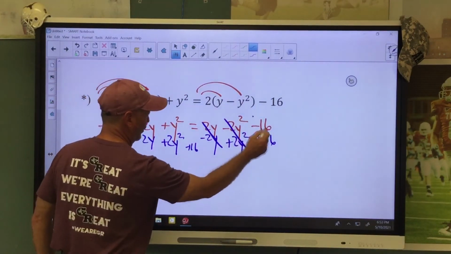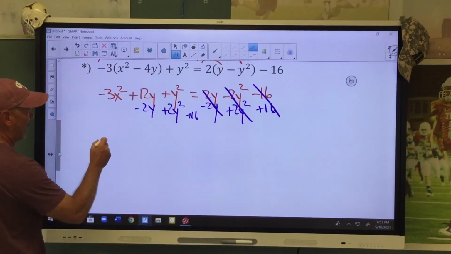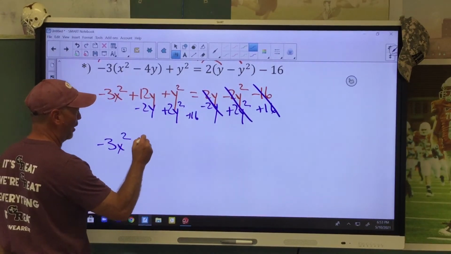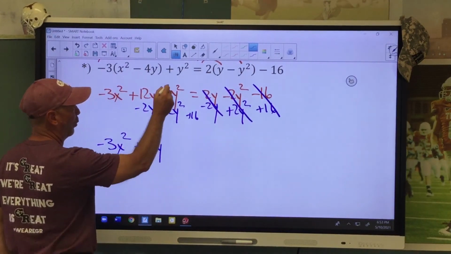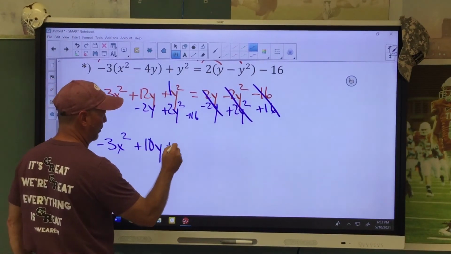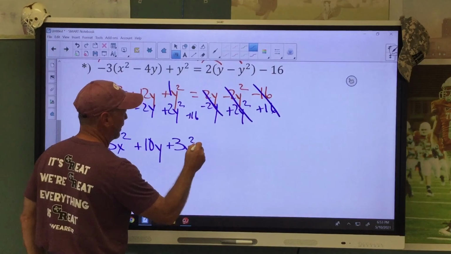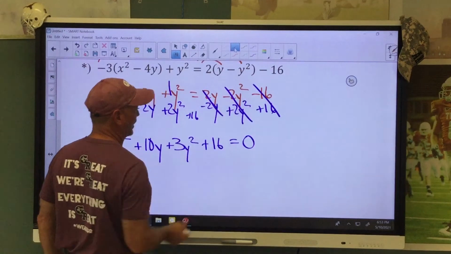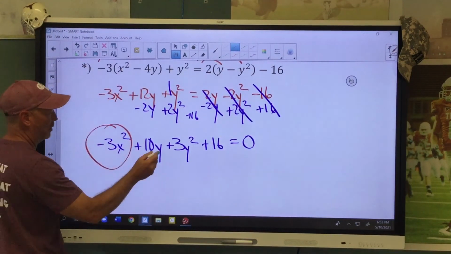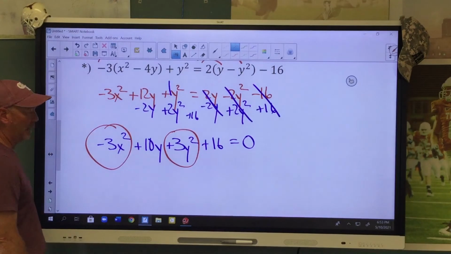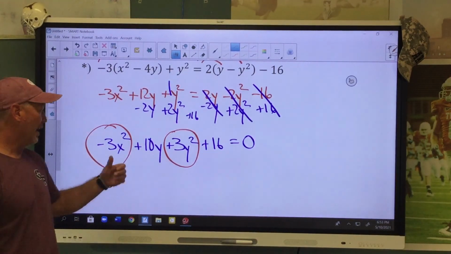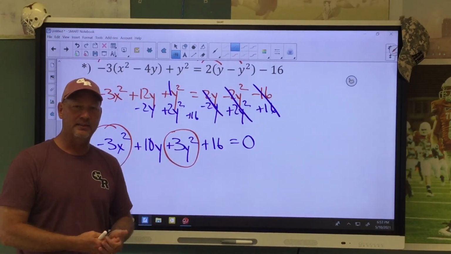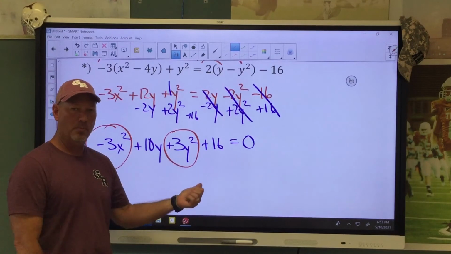So all these cancel. Now I'm looking at a negative 3x squared. 12 minus 2 is 10y. 1y squared plus 2y squared is a positive 3y squared plus 16 equals 0. Once again, focus on the squared variables. I have a negative 3x squared. I have a positive 3y squared. One is positive, one is negative. This would be a hyperbola.